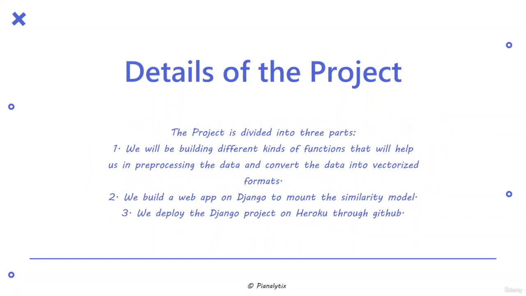So, details of the project. First, we will be building different kinds of functions that will help us in pre-processing the data and convert the data into vectorized format. Next, we will build a web application on Django to mount the similarity model. Lastly, we deploy the Django project on Heroku through GitHub.